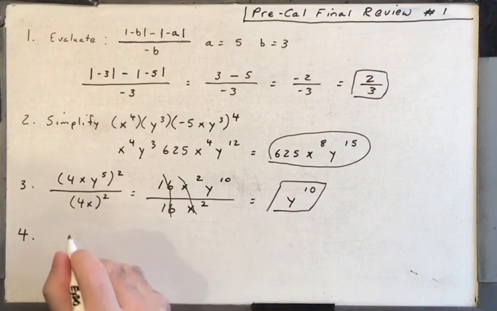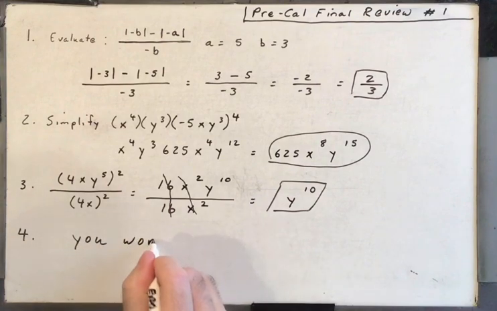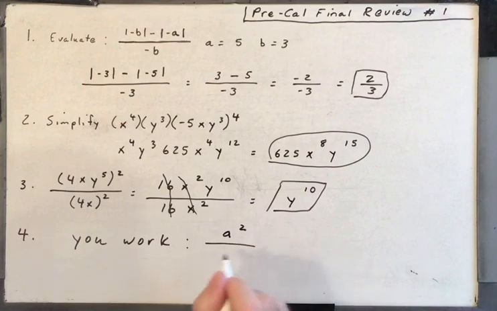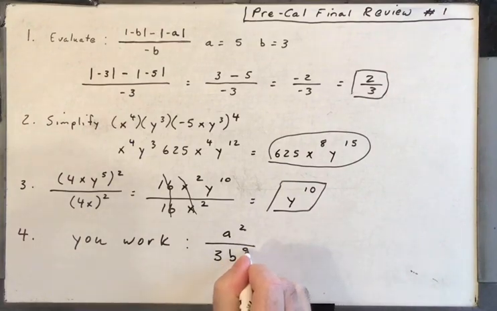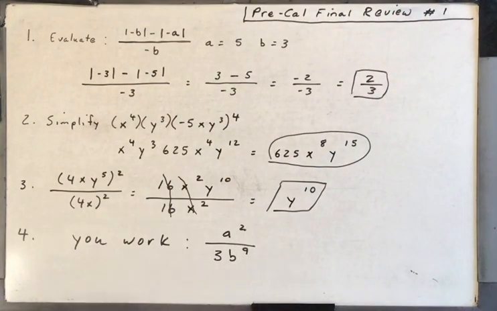Number 4, I want you to work that one. So that's some practice for you. The answer to number 4 is a squared over 3b to the 9th. So give that one a try on your own. Pause if you are still writing.